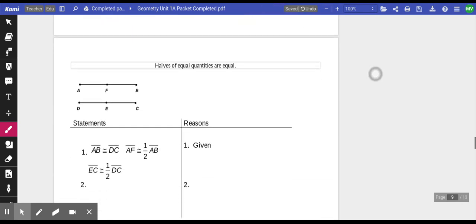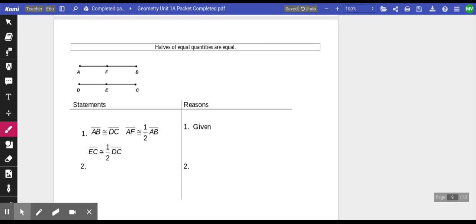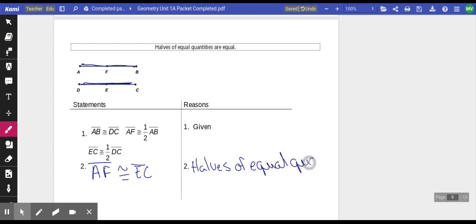Our last theorem that we're going to do in this section is halves of equal quantities are equal. If I look at what I know up here, I know AB is congruent to DC. So I know this long line is equal to this long line. And I know AF is half and EC is half of it. Well, that means that AF is congruent to EC. And our reason is halves of equal quantities are equal.